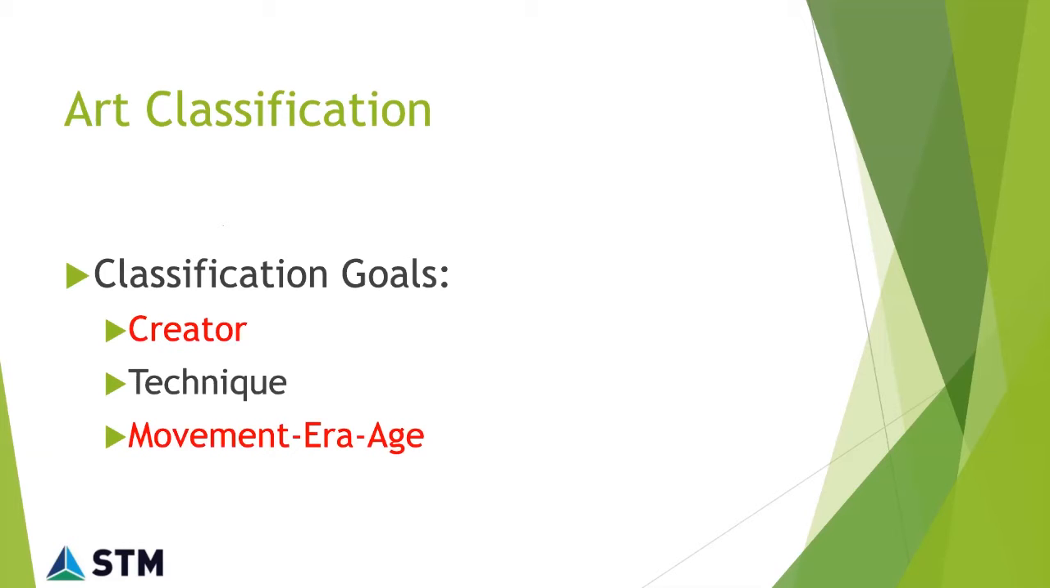For the context of this paper, technique is outside of the scope because it requires a much more detailed and zoomed in view of the painting itself. Photographs taken by very high resolution cameras are needed to actually analyze the brush strokes or the shapes and directions of the brush strokes, or the paint colors themselves are also used in the process. So it is not in the scope of this paper, and creator and movement, era, age goals are in the scope of this paper.